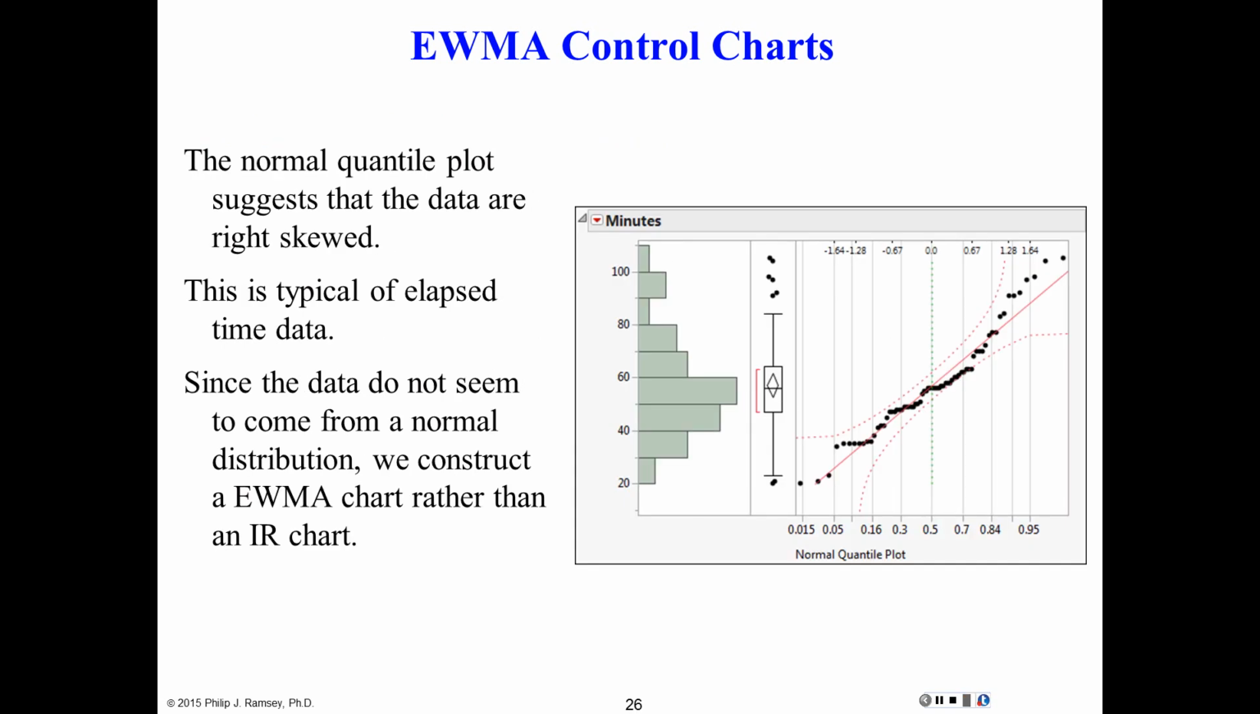Okay. And we do the normal quantile plot. It actually doesn't look like it's quite normally distributed, although it's not an extreme violation.